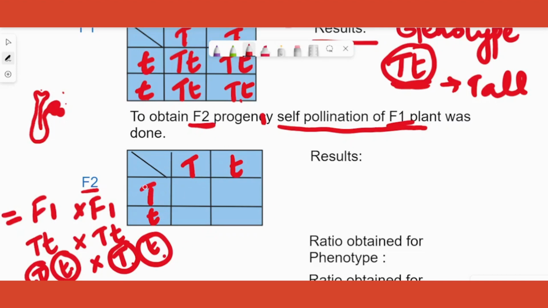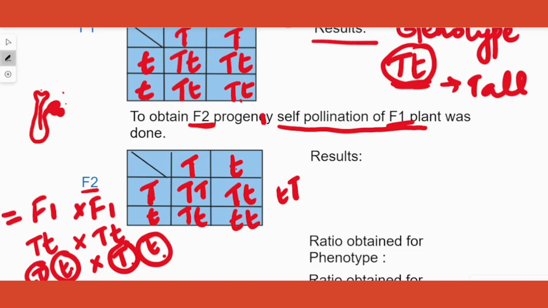How do we cross? Please follow my cursor. This and this together you get this. This and this you get this. This and this you get this. Why am I writing the capital T first and not the small t? Why can't I write it the other way? I cannot write that. It's because whenever we are writing the genotype, the dominant allele is to be written first.